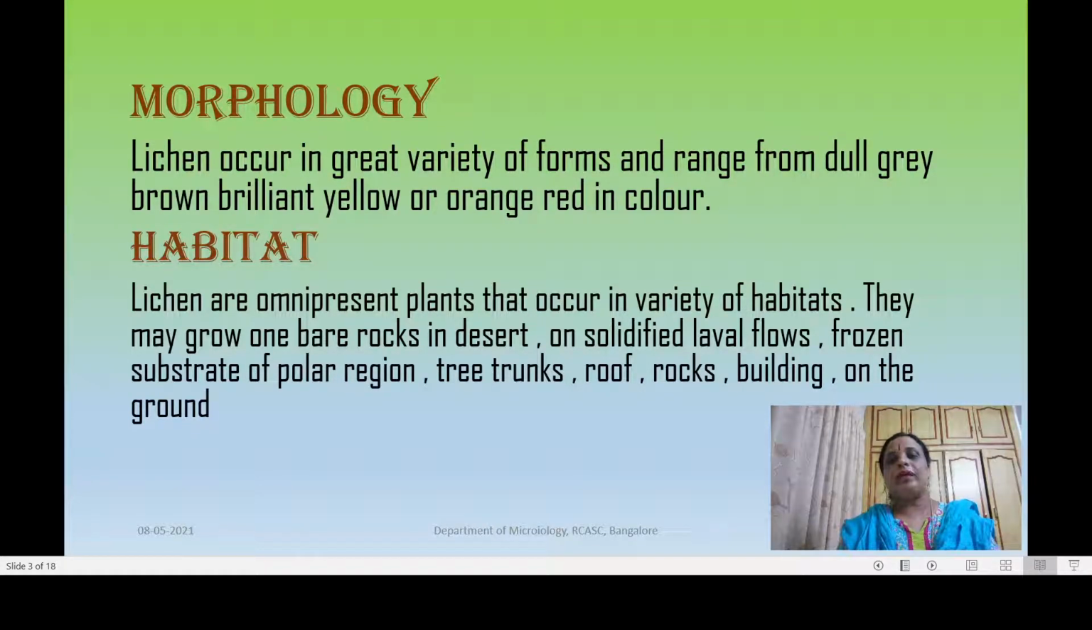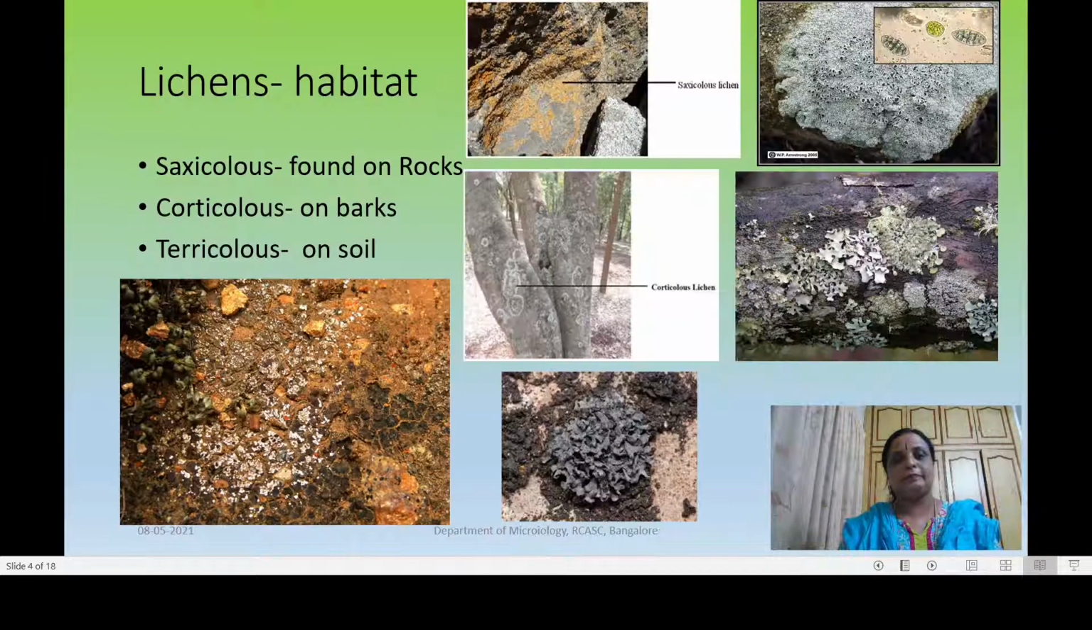You can also find them on frozen substrate in the polar region, tree trunk, and all this also you would have observed. On the tree trunk, you can see them, the white patches here and there, which is the common lichens which you can see on the tree trunk and also on the rock, building, on the soil sometimes. These are the places where actually you can see these lichens.